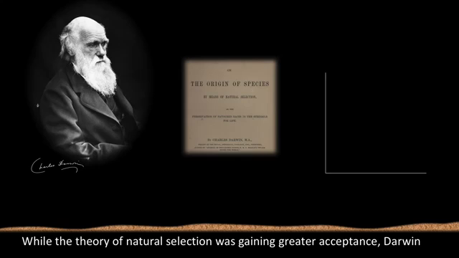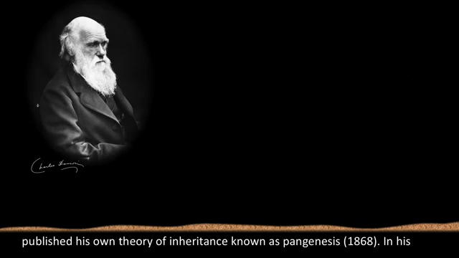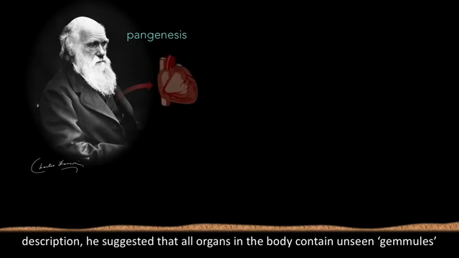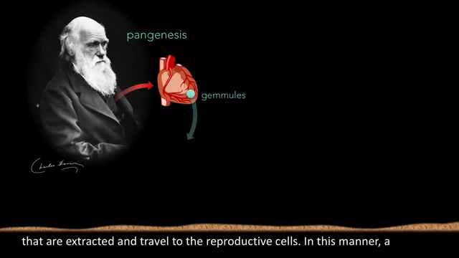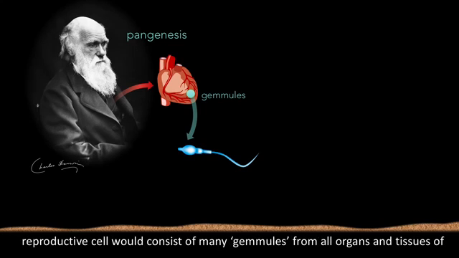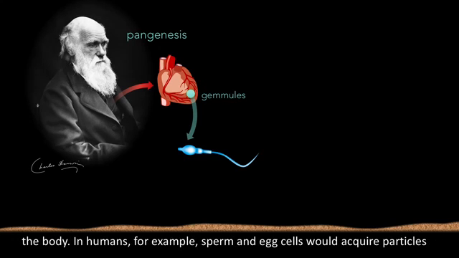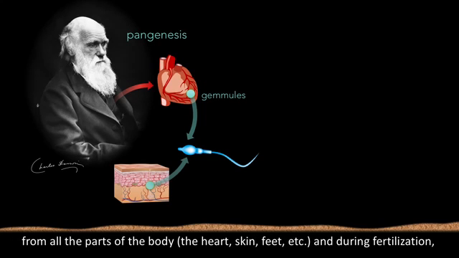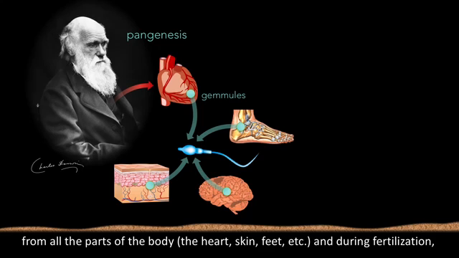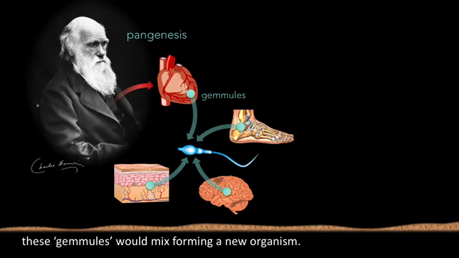While the theory of natural selection was gaining greater acceptance, Darwin published his own theory of inheritance known as pangenesis in 1868. In his description, he suggested that all organs of the body contain unseen gemmules that are extracted and travel to the reproductive cells. In this manner, a reproductive cell would consist of many gemmules from all organs and tissues of the body. In humans, for example, sperm and egg cells would acquire particles from all the parts of the body, the heart, skin, feet, etc. And during fertilization, these gemmules would mix, forming a new organism.